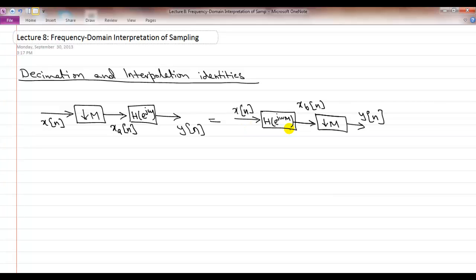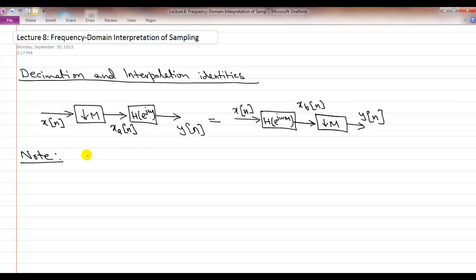You can interchange the order in which you do filtering and decimation. The only thing you have to do is if you move the filter from after decimation to before, the new filter has to be the previous filter with frequency axis scaled by 1 over M. Okay? And the proof of that is very simple. We just start with writing down, since we already have studied in the last class, what is the frequency effect of just the decimation part.